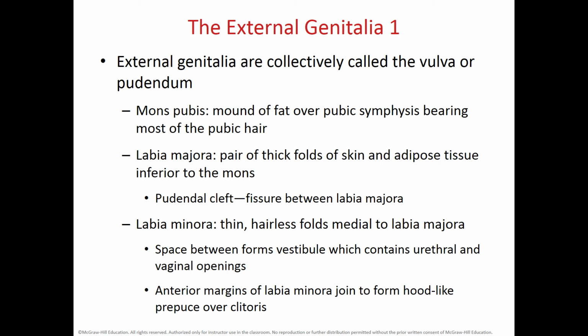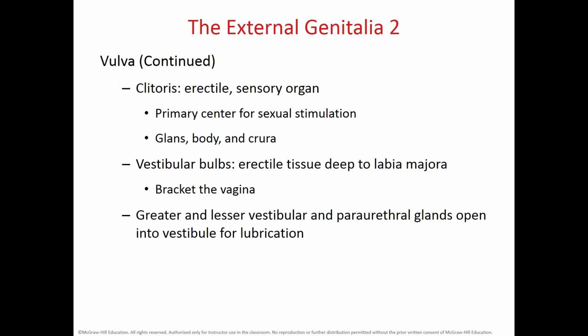And then on the sides of the labia minora, there is an opening for the vestibular glands, also called Bartholin glands. These glands help to secrete this fluid that is for lubrication during sexual intercourse.